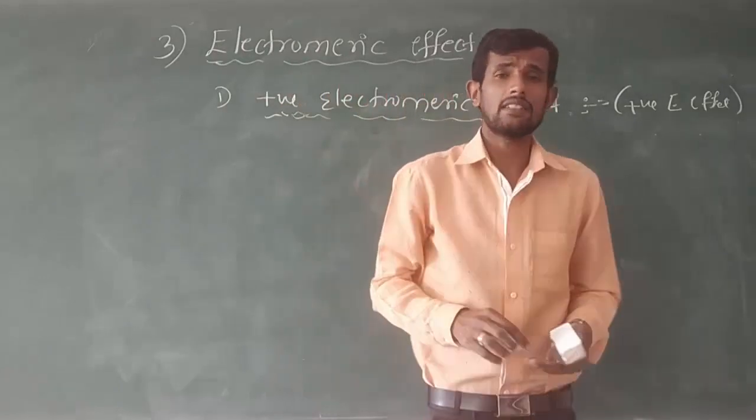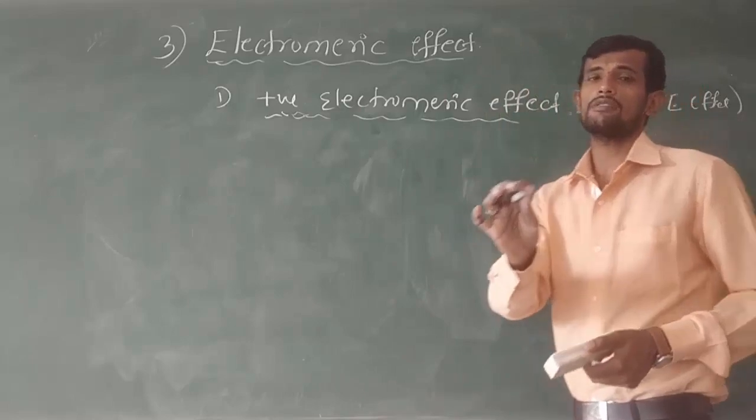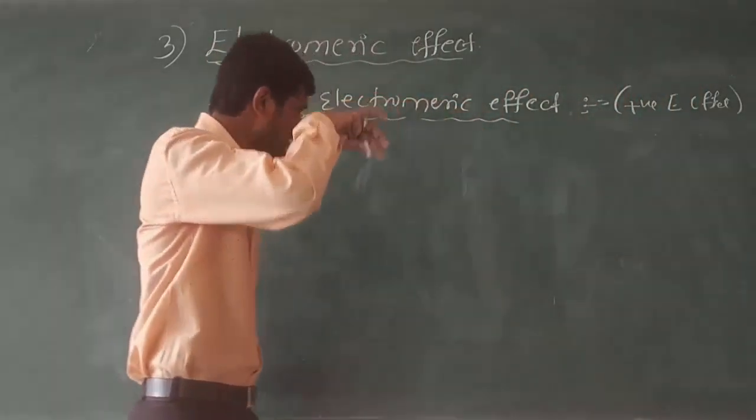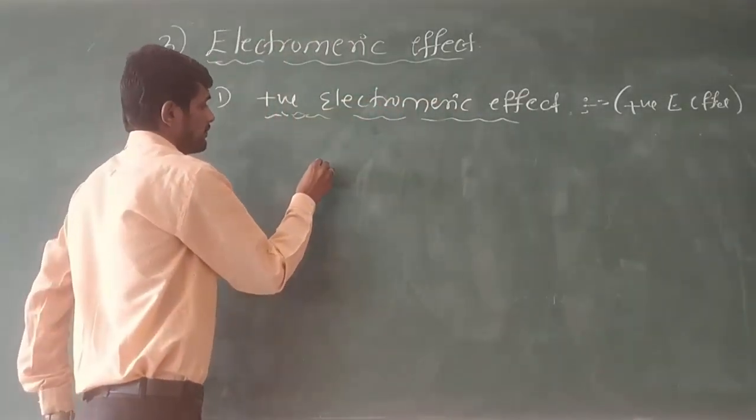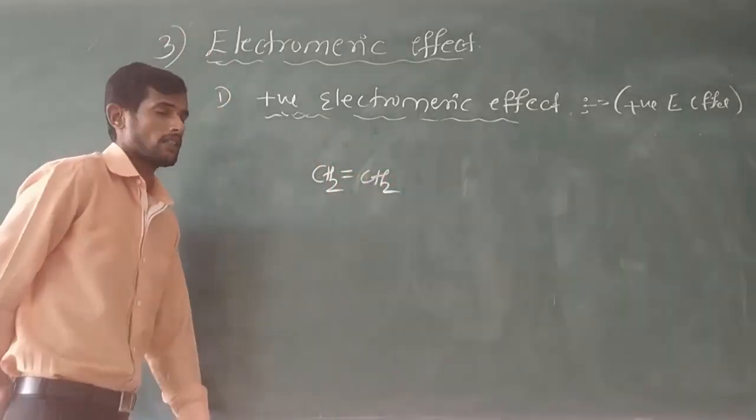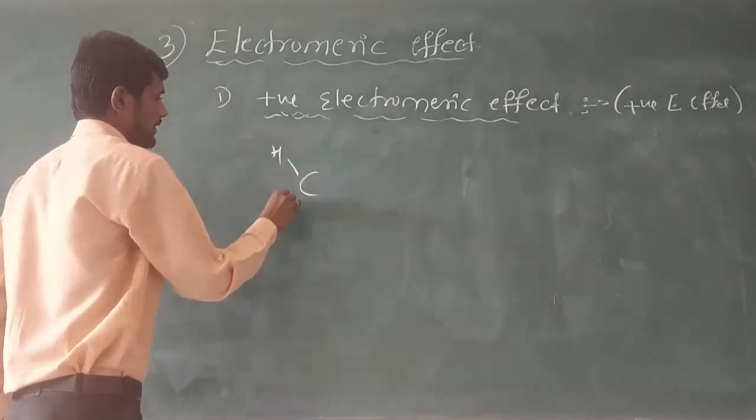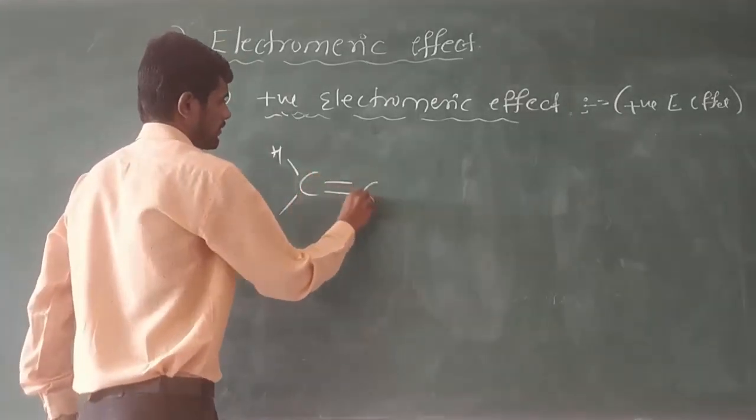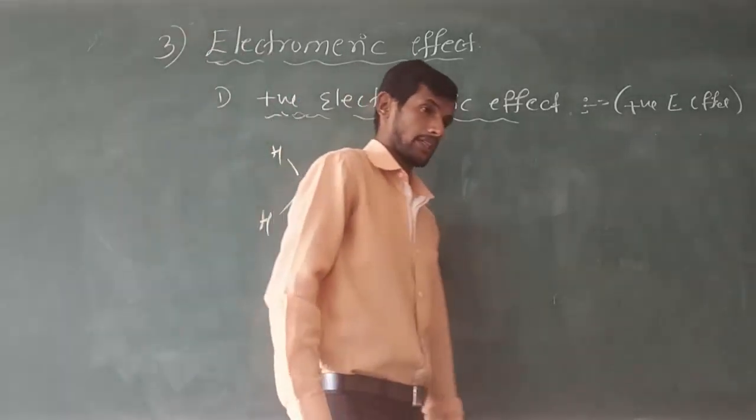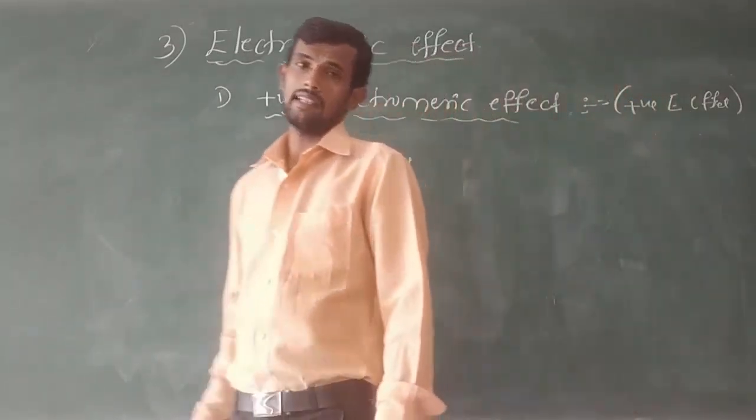The attacking reagent shows positive electromeric effect when the displacement of electrons takes place towards it. Okay, say this example. Here I take CH2 double bond CH2. I also write this as H2C double bond CH2. Remember one thing, in the presence of a double bond or triple bond, you may observe this electromeric effect.